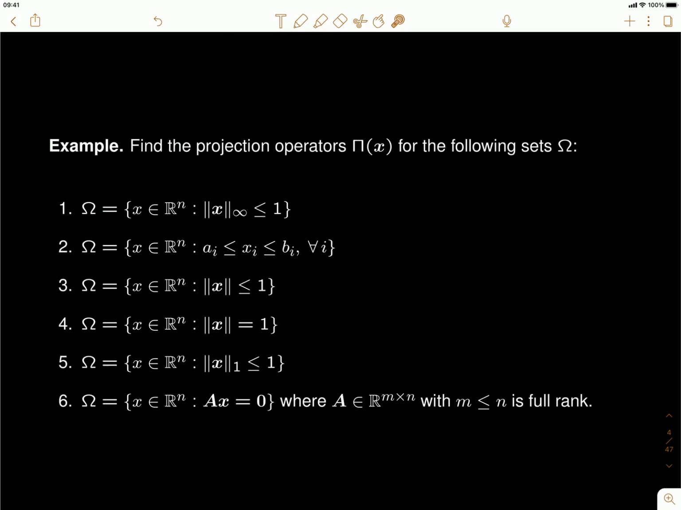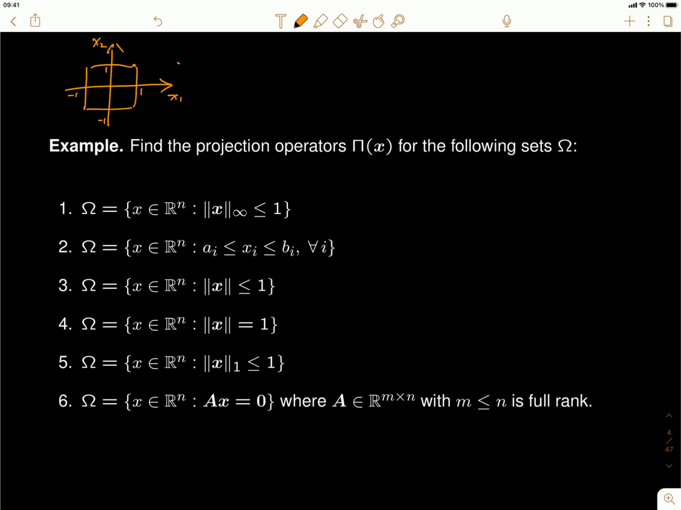What this set is, in the 2D case, for example, is the infinity norm of x being less than or equal to 1, meaning that the largest magnitude of the components of x is less than or equal to 1. So in the 2D case, if I have x1, x2, then this is 1, negative 1, 1, negative 1. That means your x must be in this box. Okay, and projecting some point back into this box is pretty simple.